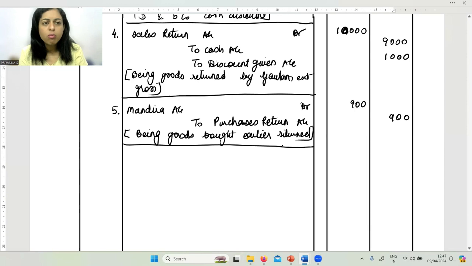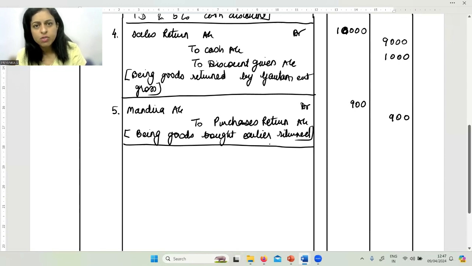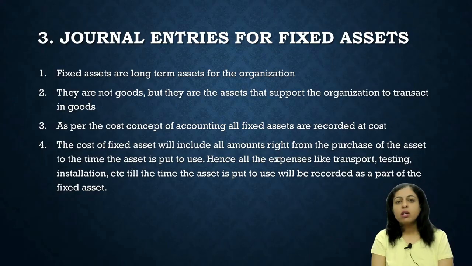We're going to take a couple of more entries at the end of this video also in the format of illustration. So watch this video till the end if you want more transactions on trade and cash discount. So hope this part is clear how you journalize the trade and cash discount entries.